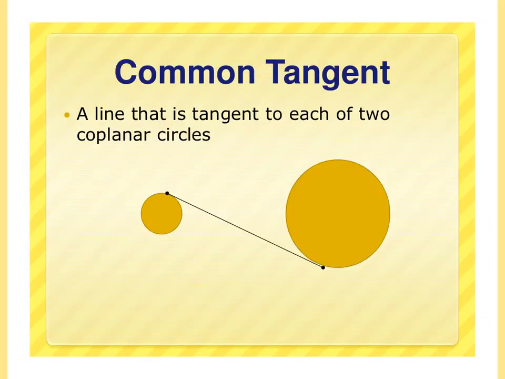All right, a common tangent, another vocab term, is a line that's tangent to each of two coplanar circles. So again, remember I told you this is really hard to get exact, but that should be a point that literally touches the outside of that circle. So this line here is called a common tangent because it's tangent to two circles.